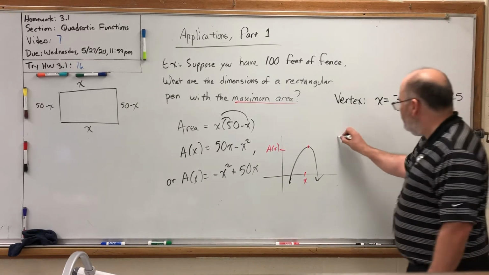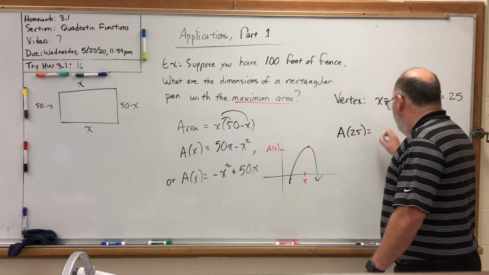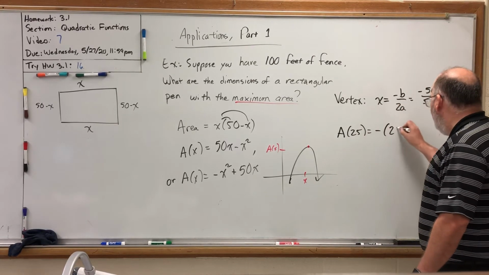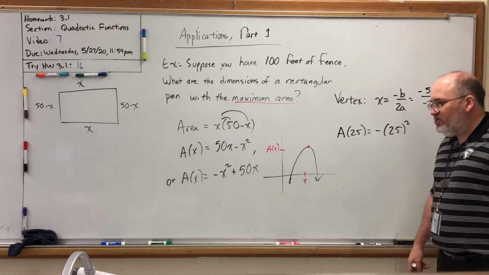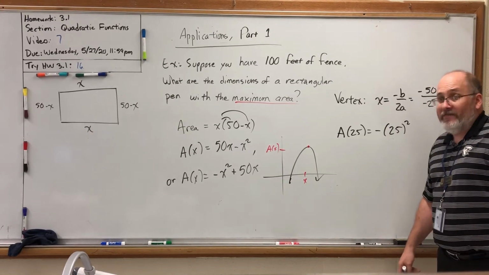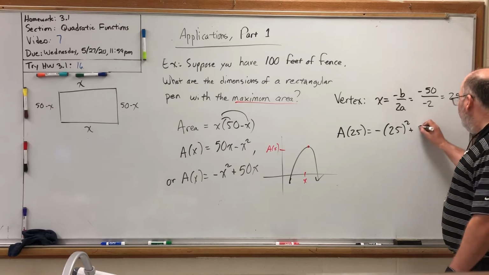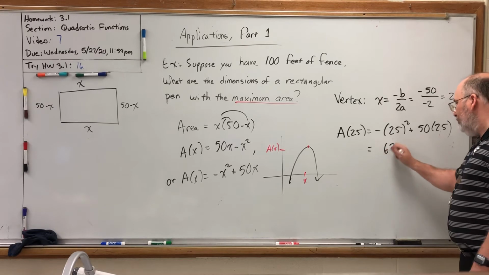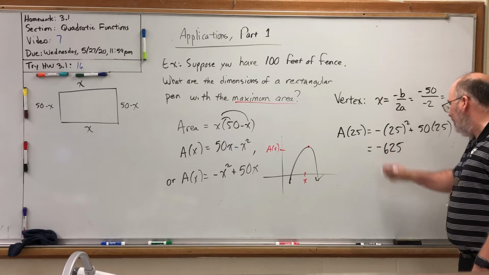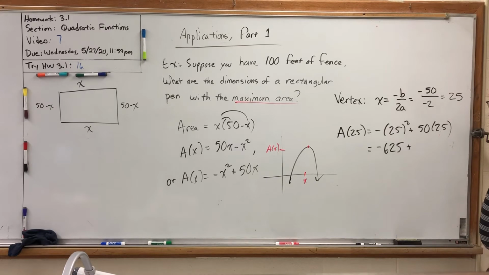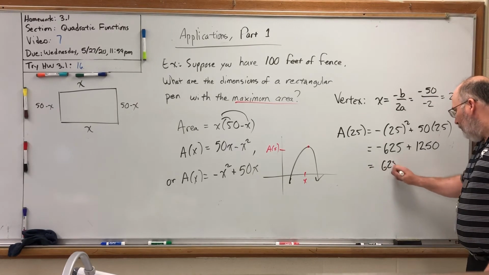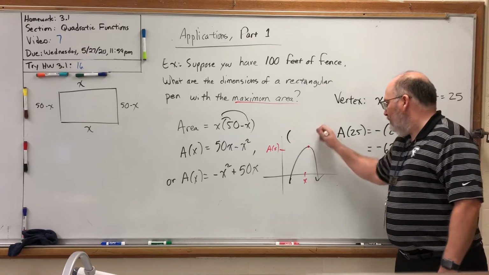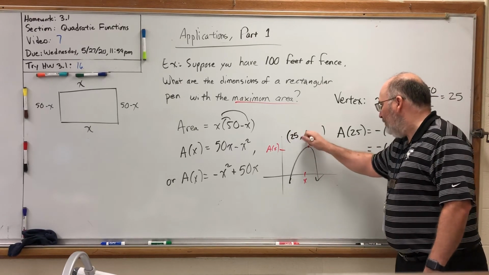Let's see what happens when we put 25 into the function. We get the opposite of 25 squared. Be careful, the negative is not being squared. This negative happens after the square. Plus 50 times 25. I happen to know that 25 squared is 625, and this one picks up a negative. And 50 times 25 is 1,250. And if I combine those, I believe I get 625, which means the coordinates of this vertex are 25, 625.